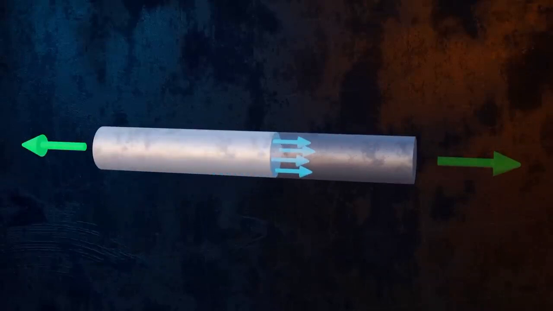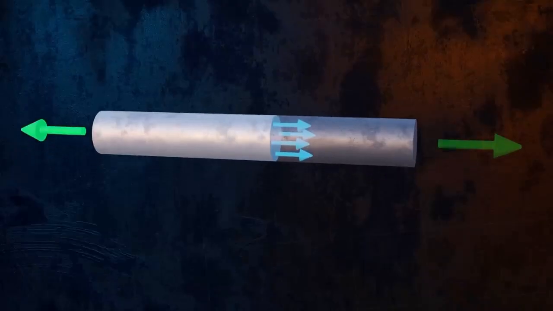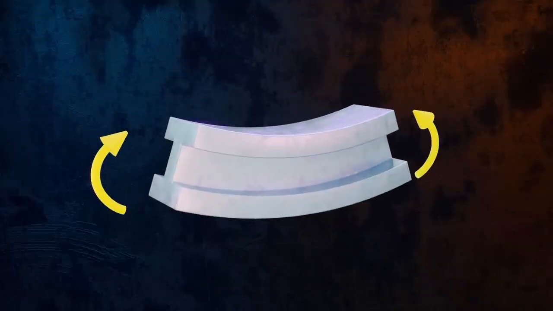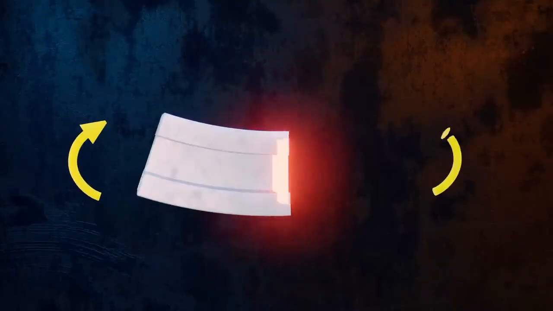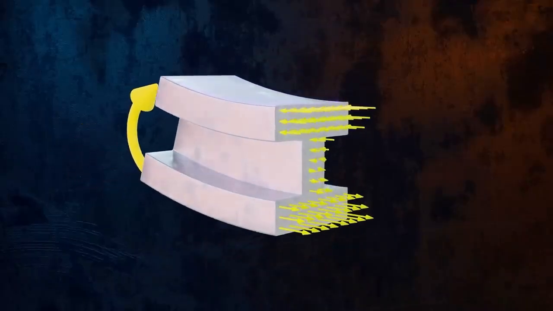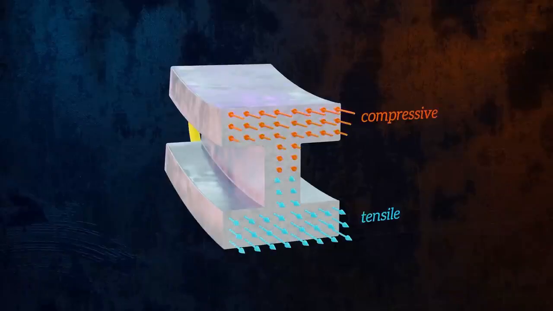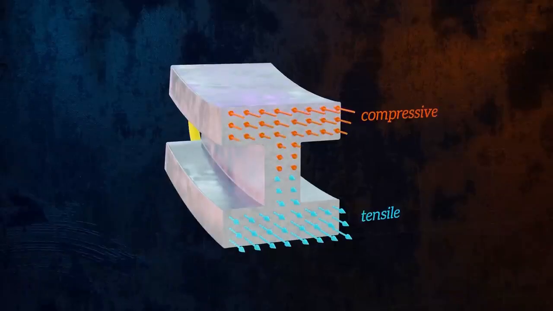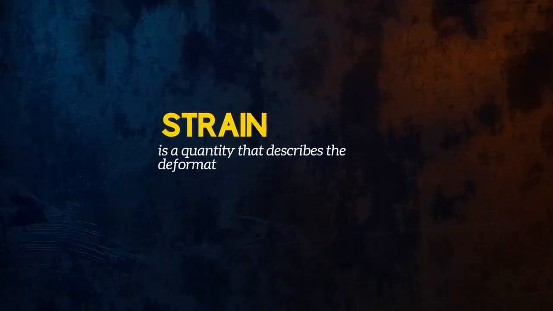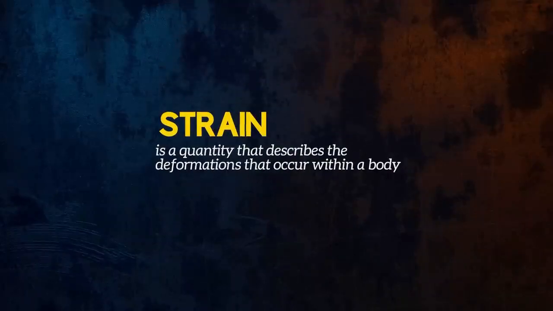But this is a very simple scenario. The stress distribution in a beam that is bending, for example, will be more complex. Stresses will be tensile on one side of the cross-section, but compressive on the other. Strain is a quantity that describes the deformations that occur within a body.